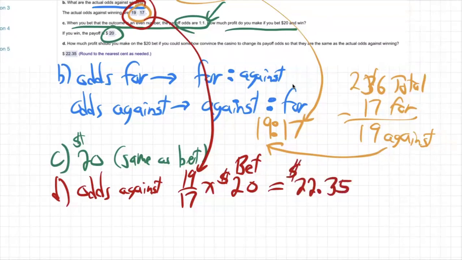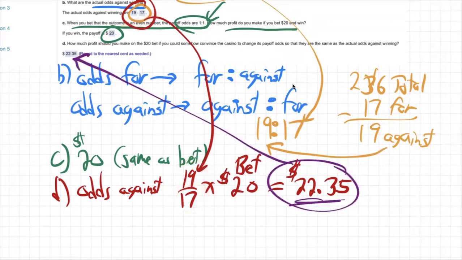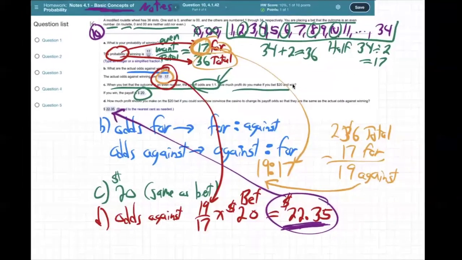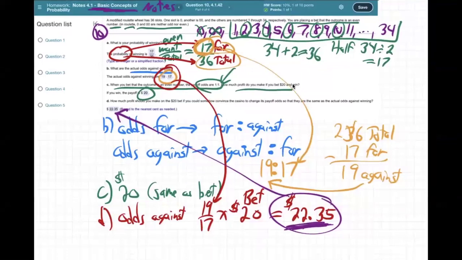$22.35. They'd be paying you $19 for every $17 you bet, because that's the odds you're going to lose. So they have to pay you more when you win to make it equal out. Now they're not going to do that. They don't want to make it fair. 22.35, that's the answer. If they paid you 22.35 when you win and took your $20 when you lose, that would make the game completely fair, because you have a better chance of losing. 19 versus 17 is the odds against winning. So there it is.